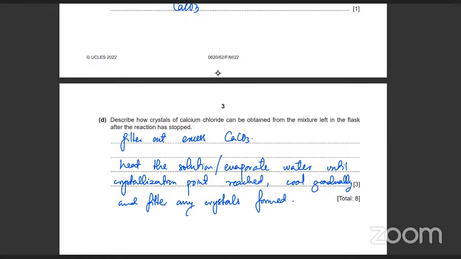Do you have to dry it as well or not? No, that's it, just crystals formed. Dry crystals in between filter papers.